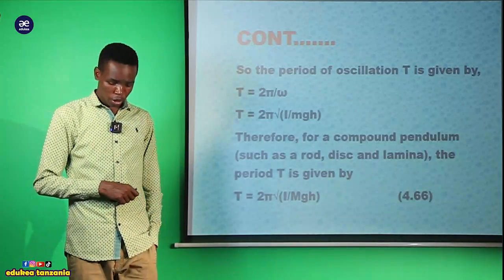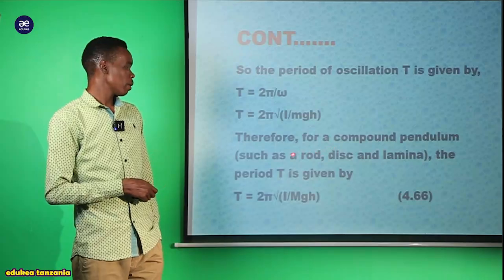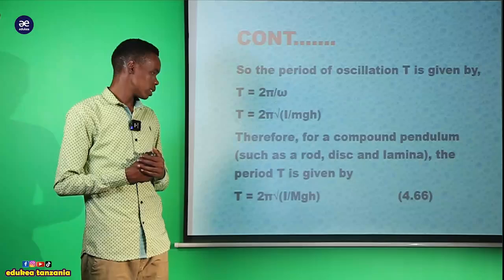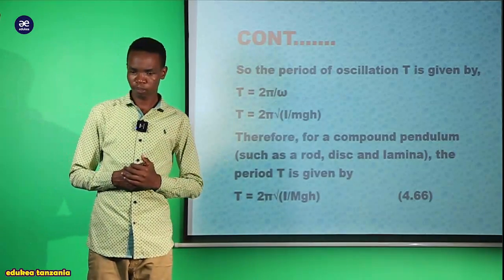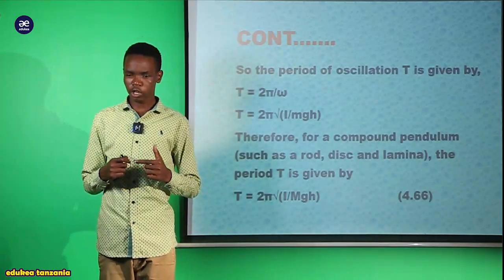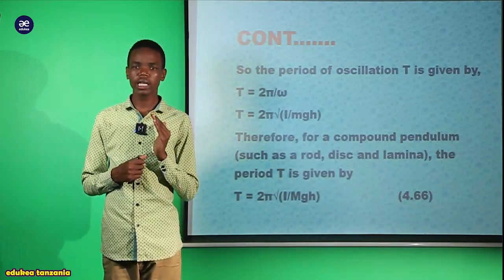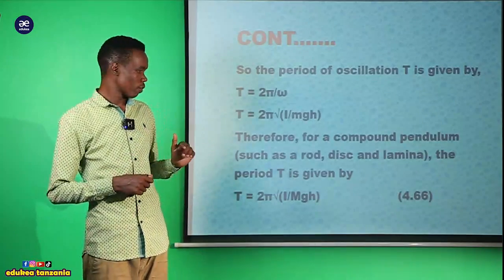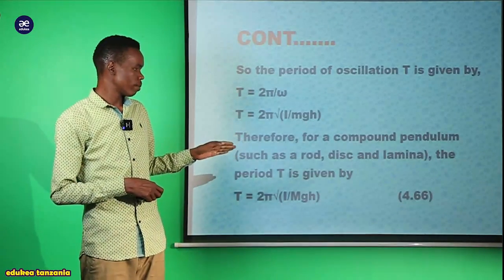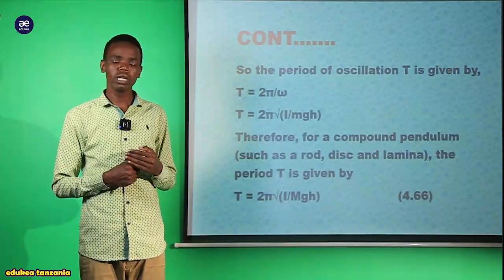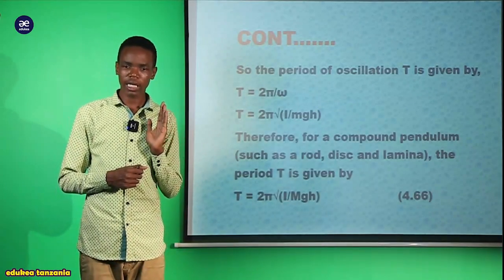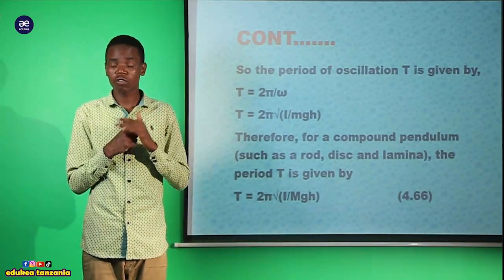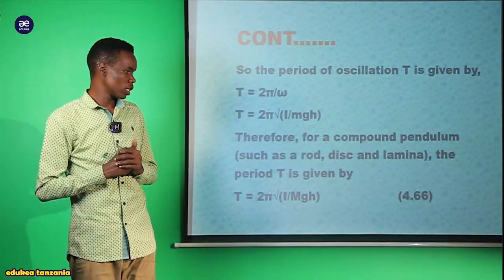So therefore, we should conclude by saying that for a compound pendulum such as a rod, a disc, and also a lamina, the period T is given by this formula. So if we recall for the compound pendulum, the period of oscillation for the disc, also the uniform rod and the lamina, could be given by taking 2 pi, then multiplying by the radical of the moment of inertia divided by mgh.